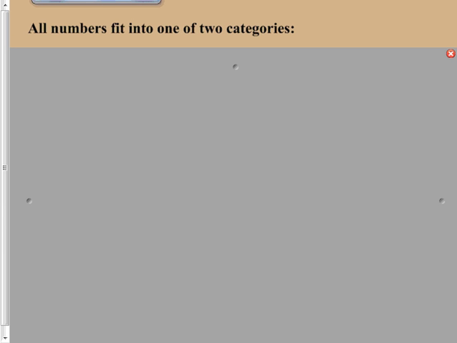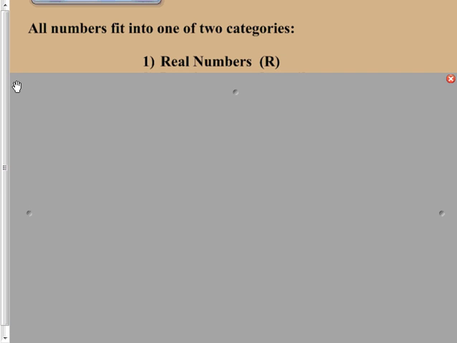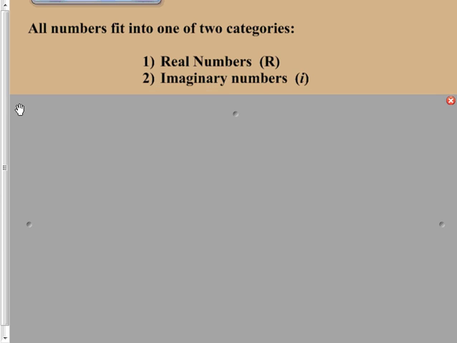Okay, now all numbers that we deal with in mathematics fit into one of two categories. Now, there are the real numbers, okay, which are the numbers that we work with pretty much on a daily basis. I would probably venture a guess and say 100% of all of the information, all the problems, all the answers that you've worked with up to now in mathematics have been in the real numbers. The other side of that discussion is the imaginary numbers.